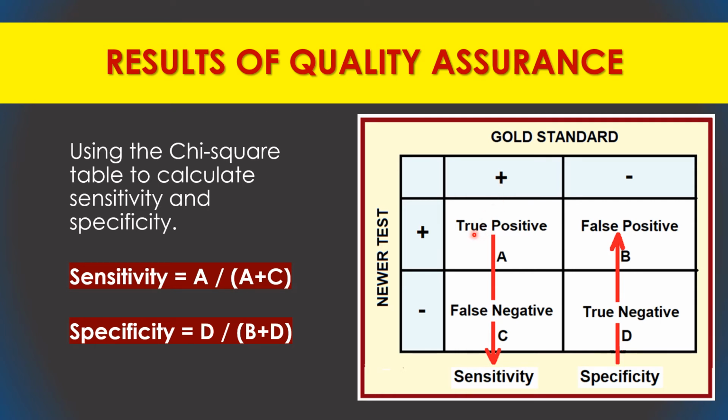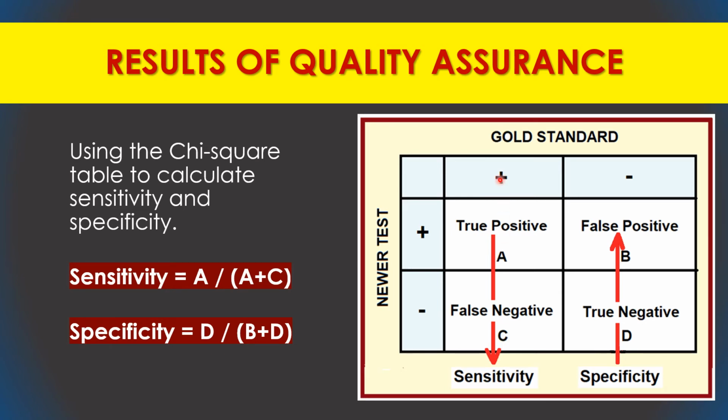I can diagnose them already as positive by my test, or they are false negative. My test said that they are negative, but actually they are positive. So by my test, they are falsely negative, but they are already positive. These two groups are positive. So how good is my test to pick the true positive, or the least false negative? So this is the ratio between the true positive among the whole positive diagnosed by the gold standard.